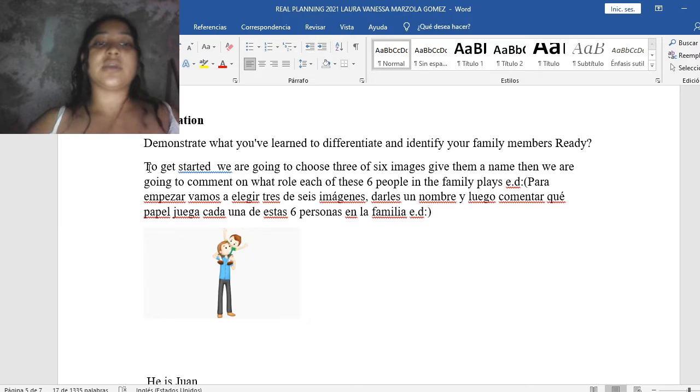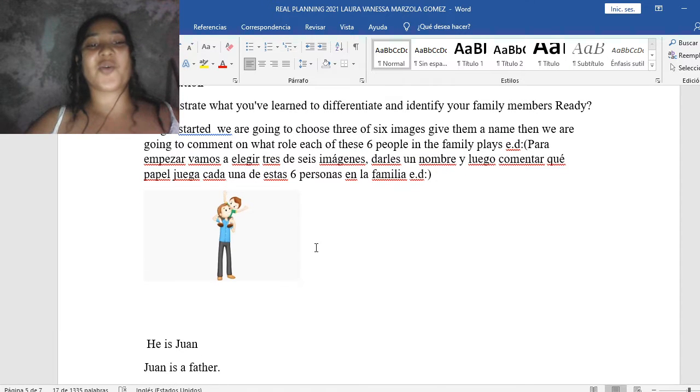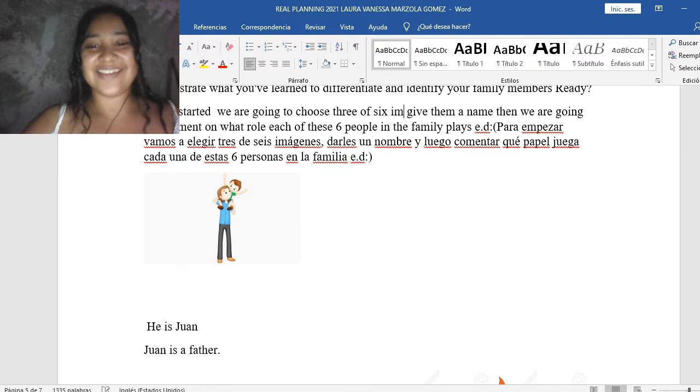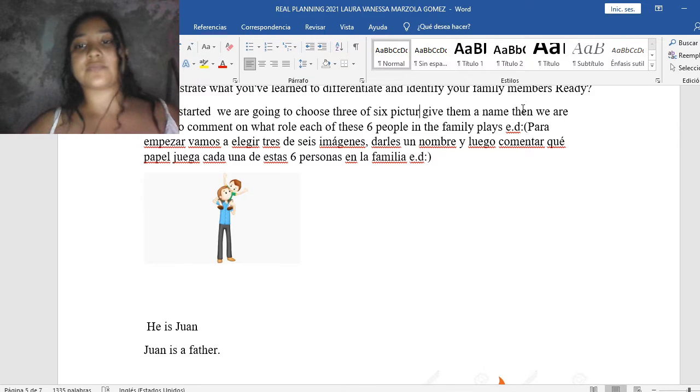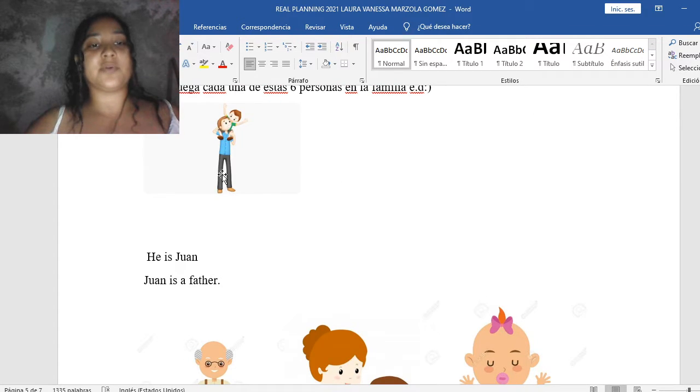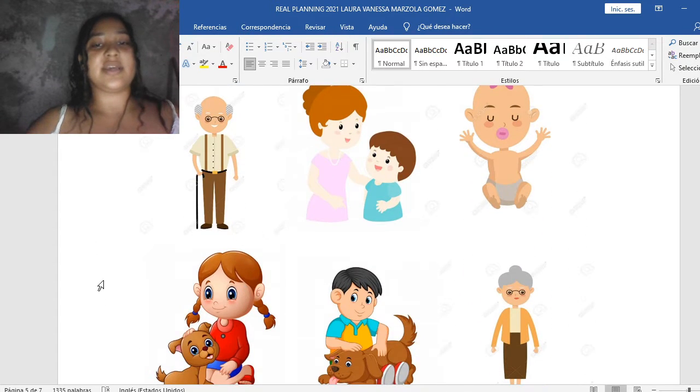Evaluation. In the evaluation, demonstrate what you have learned and identify your family members. Are you ready? Yes, you are ready. To start, we are going to choose two pictures. Then choose a name: put a name to the person found in your picture and talk about this person. For example, this is a picture of a man with a child, maybe, and I put this name. He is a father. Okay, that is the instruction about this.